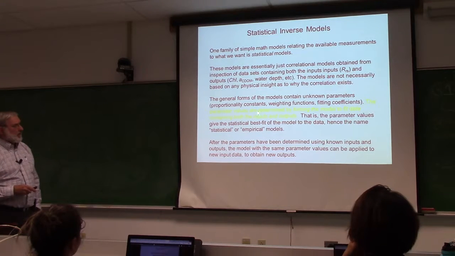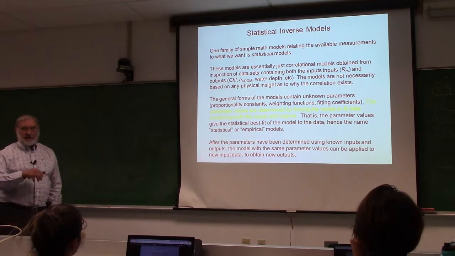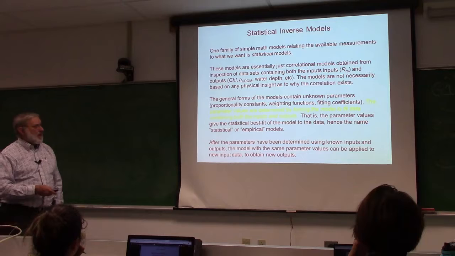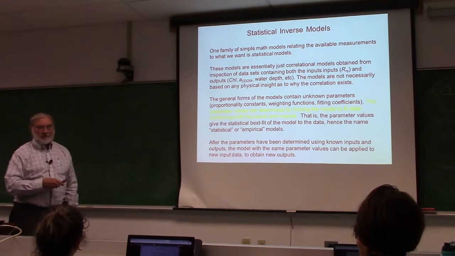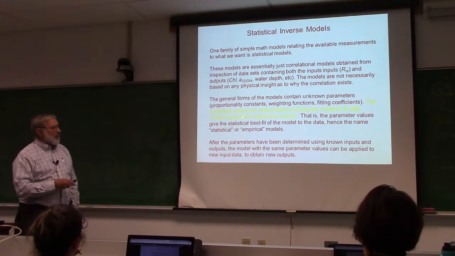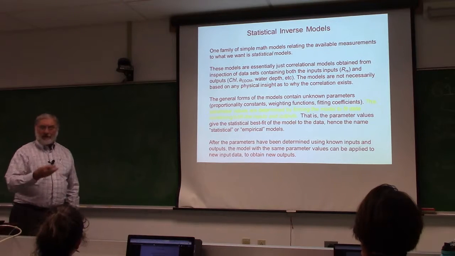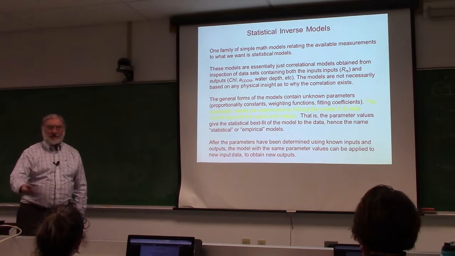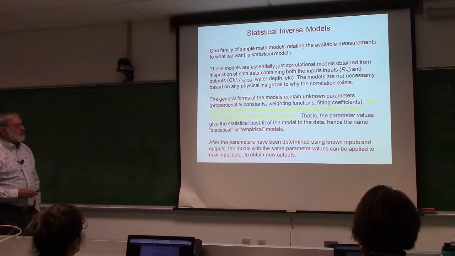So nothing profound there. We're going to have some kind of model. We're going to force the model to fit data that contains both the inputs and outputs. And that's where the name statistical, or these are often called empirical models, comes from. And then after we've determined whatever unknown parameters there are, we take the formula and apply it to a new RRS and get out a chlorophyll where we don't know what the answer was.